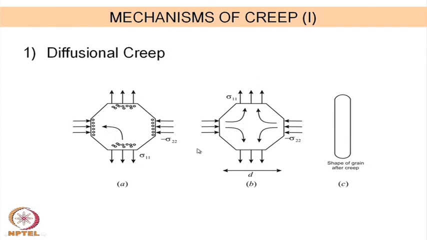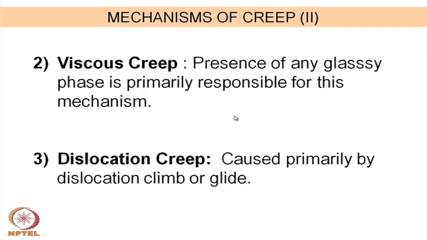Now, there are different mechanisms of this creep. I will just simply finish this with this mechanism. It seems the time is up. Just very quickly, one of the mechanisms is diffusion creep, and then you have two other mechanisms. One is called viscous creep and the other is the dislocation creep. So, there are three different mechanisms.